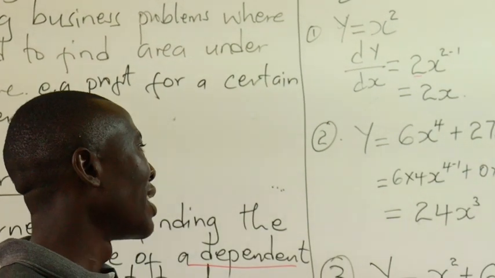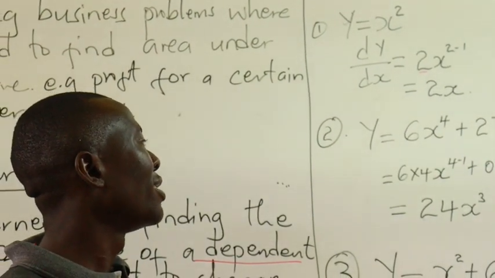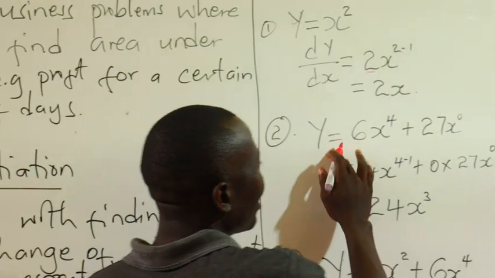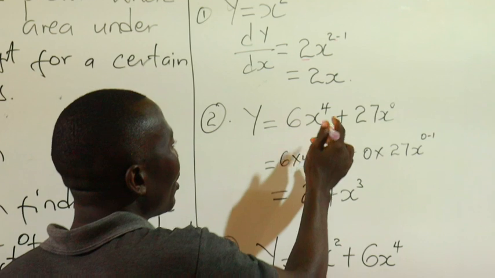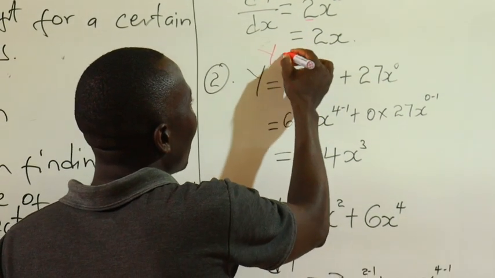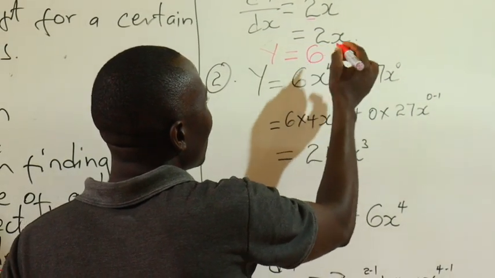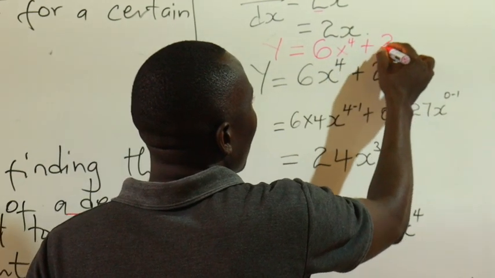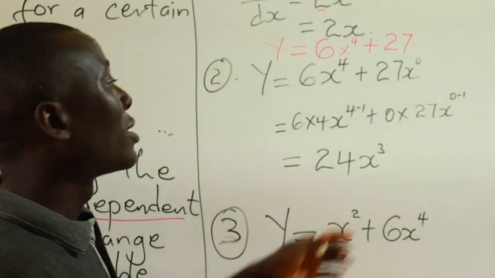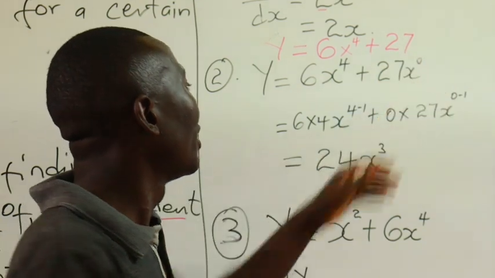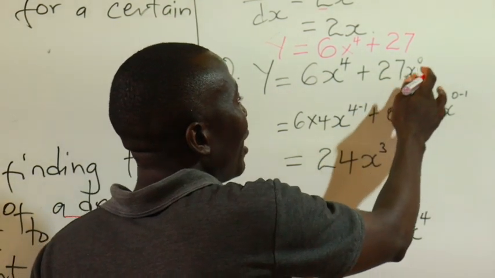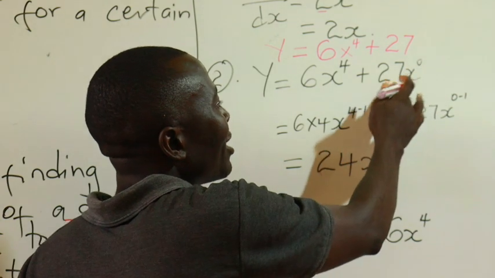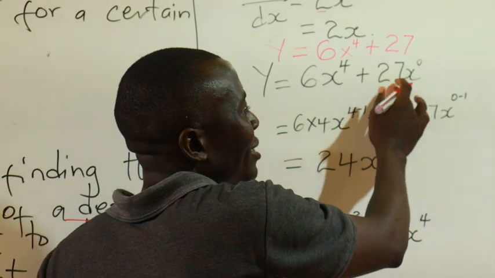When we have a constant in that particular function, for example, example 2, when we have a constant, the function is y equals 6x raised to 4 plus 27. The 27 is a constant. It's the same as writing 27x raised to 0, because a number raised to 0 is 1. So it's the same as 27 times 1, which is just 27.